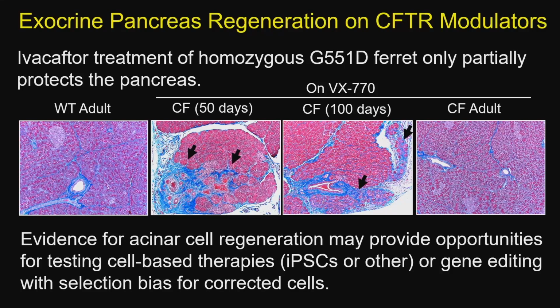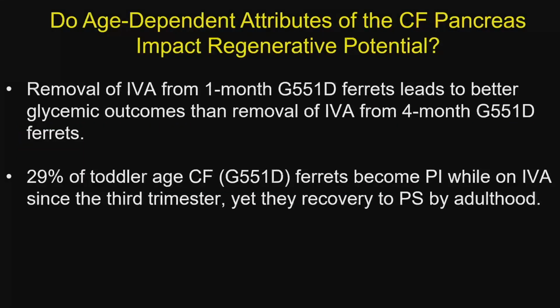I'm not going to talk about this, but we're trying to find the stem cells that are responsible for this using lineage tracing in the ferret. And I think it's an opportunity for attempting cell-based therapies or gene editing therapies if there's a selective advantage to the cells that correct CFTR.